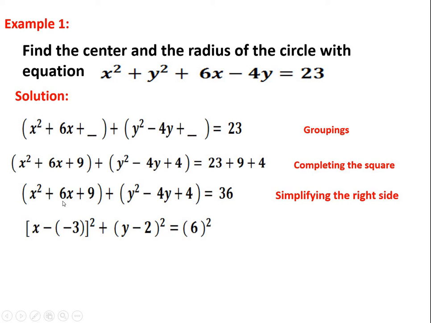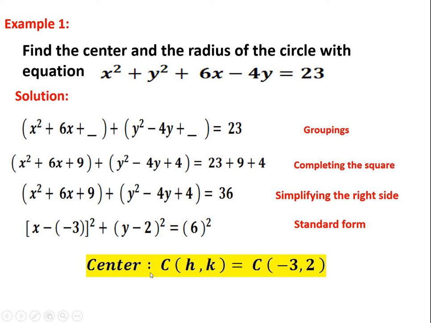So we have 6 divided by 2, which is 3. And going back to the standard form, we have x minus h, so therefore the value of this is -3. Then square it. Plus, where did the y minus 2 come from? We have it here. -4 divided by 2, we have -2. So just copy it. And we express 36 in square form. We have 6 squared. And that is the standard form.